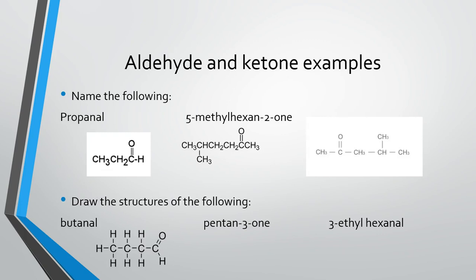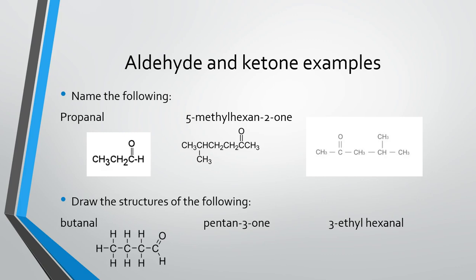So propanal, I know I need a 3-carbon chain, and I have to put the carbonyl on one end, it doesn't matter which. 5-methylhexane 2-one is what I would call this. This is an example of a ketone because the carbonyl group is not on the end. I want to give that the lowest number possible, so I'm going to start numbering from the right. The longest chain is 6 carbons, so it's a hexane. And then on the 5th carbon, there's a methyl group. So I would call this 5-methylhexane 2-one.